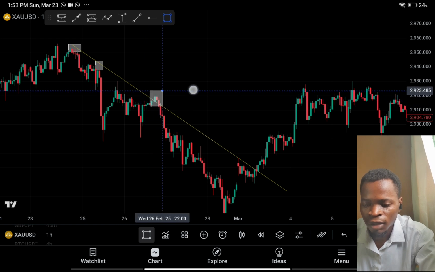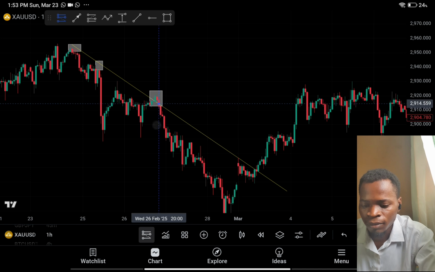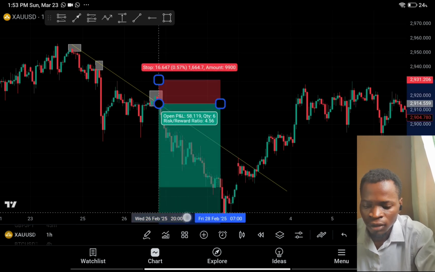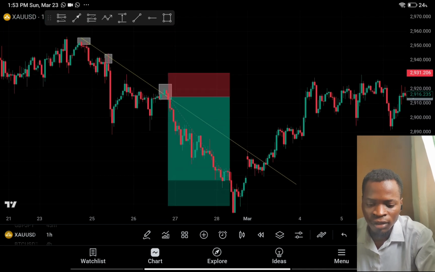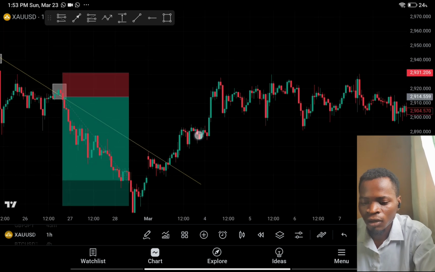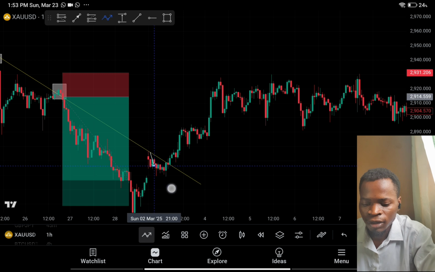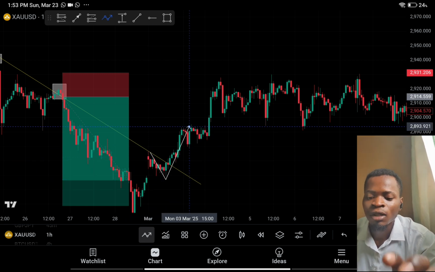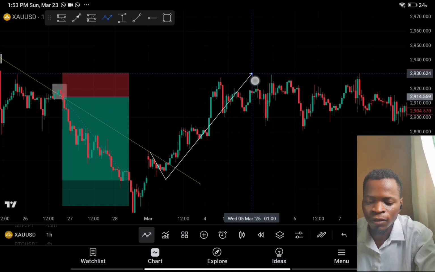You see price made this third touch here, then from this place, boom, price started selling. You see price sold to this place. Can you see, guys? Trend line works. Also you see how price came here again, reacted from this trend line, then broke out above this trend line. That's why I told you guys that a trend line can break.